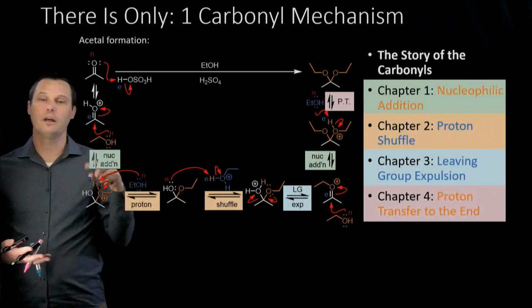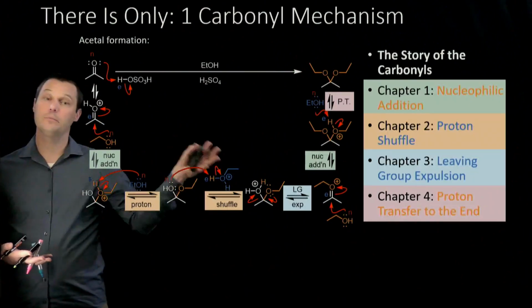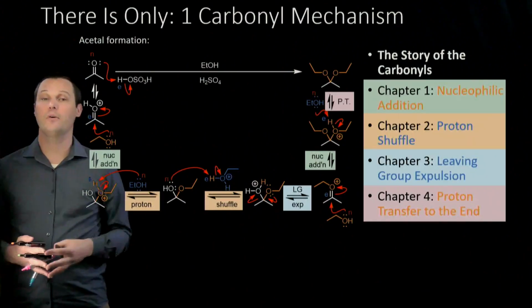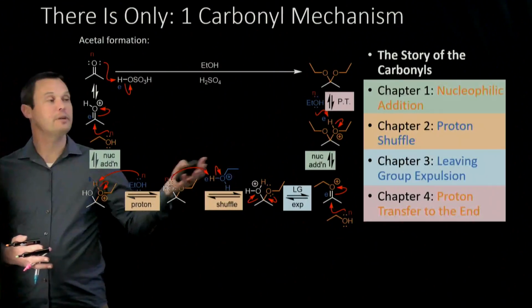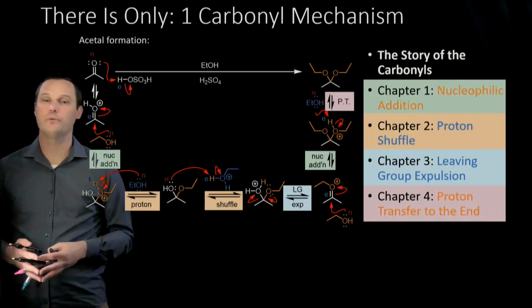So I do a proton shuffle. I make the alcohol not the best leaving group, and I make water the best leaving group. Why would I make water the best leaving group? So that it can leave in a leaving group expulsion step. That reforms a carbonyl, and the alcohol does attack a second time to form the acetal intermediate, and we do a final proton transfer at the end to make the acetal. Chapters 1 through 4, right in order.